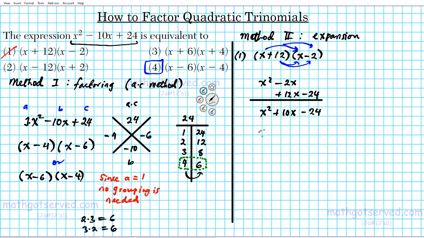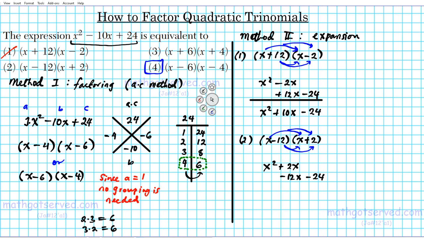In option 2, we have the product of x minus 12 times x plus 2. We're going to carry out exactly the same procedure. Just FOIL it out: first, outer, inner, last. x times x is x squared. x times 2 is just 2x. Negative 12 times x is negative 12x, and then minus 24.